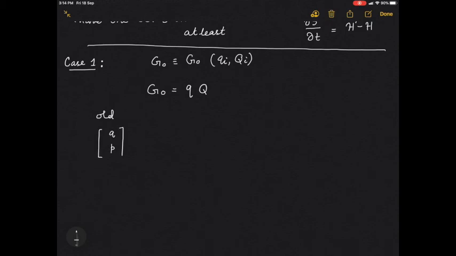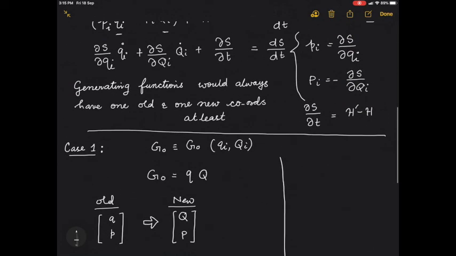Remember that in the old coordinates, I have q and p. In the new, after the transformation, I have capital Q and capital P. So what is capital Q and capital P in terms of the small q and small p? Let us work it out here. We know that small p is del G0, remember my S and G0 are the same thing, del q. So if I do del q in G0, what I get is capital Q, right? So capital Q will be nothing but small p. So that's what I write for the capital Q here.